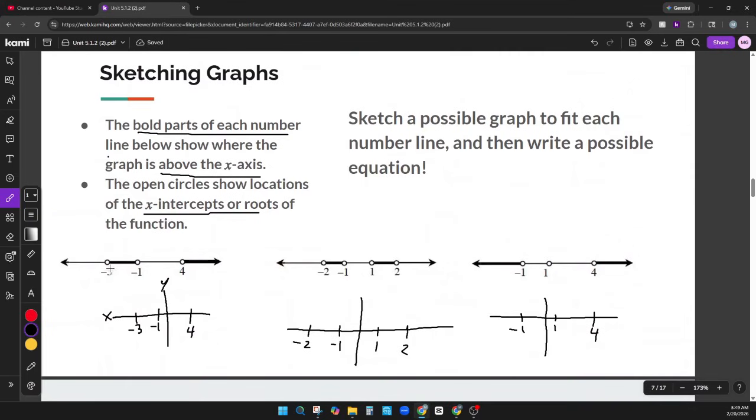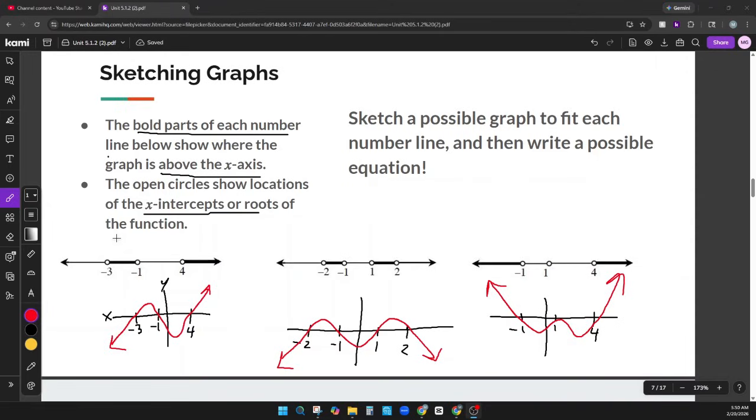So I already set this up briefly where we have our x-intercepts labeled on our coordinate plane. So for our x-axis, -3, -1, and 4 are listed. -2, -1, 1 and 2 are listed. -1, 1, and 4 are listed. Take a moment to go ahead and try these examples on your own and compare them against what the sketch is going to look like. I'm going to pause briefly and see what it's supposed to look like.